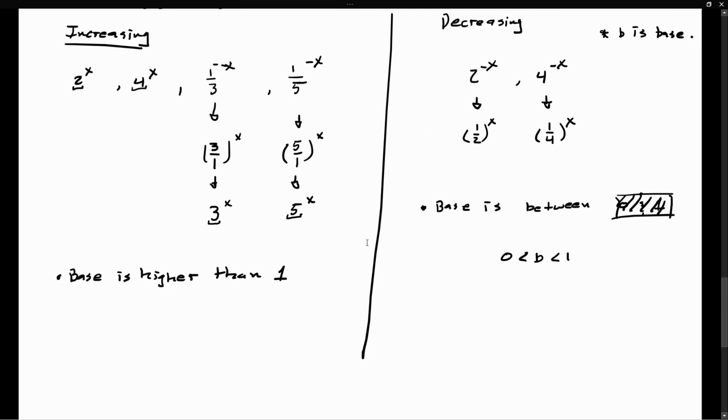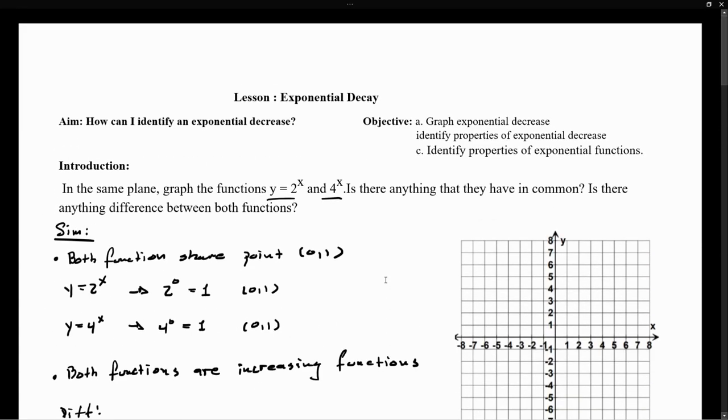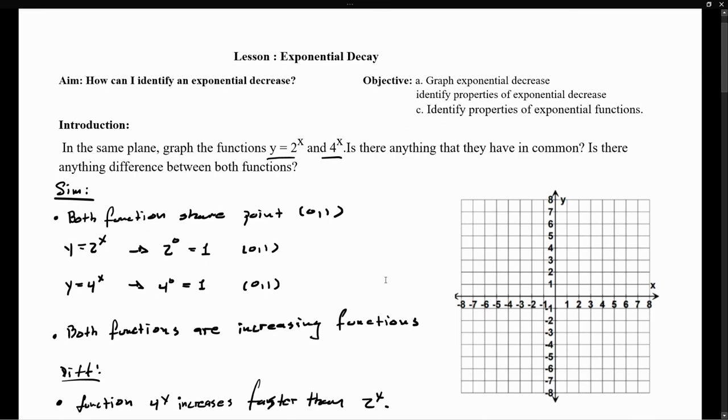And this is the summary for today's lesson. Make sure that you do understand both cases. And with this, we conclude our lesson for exponential decay.